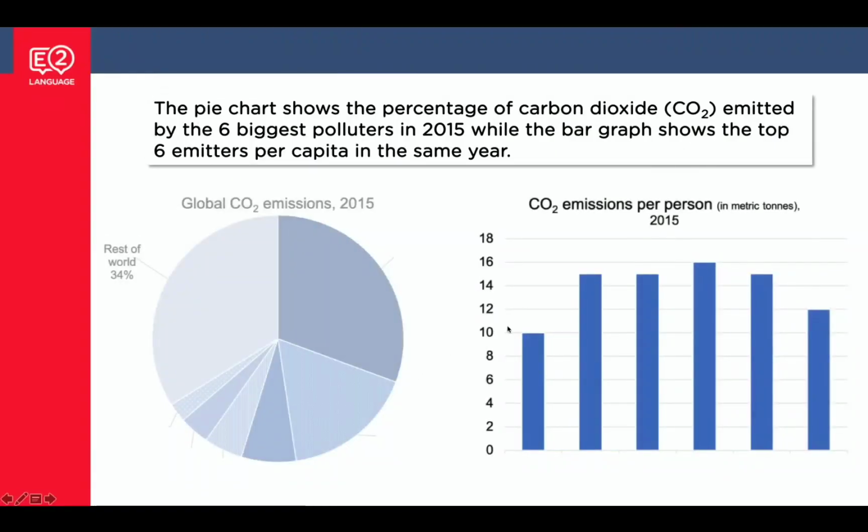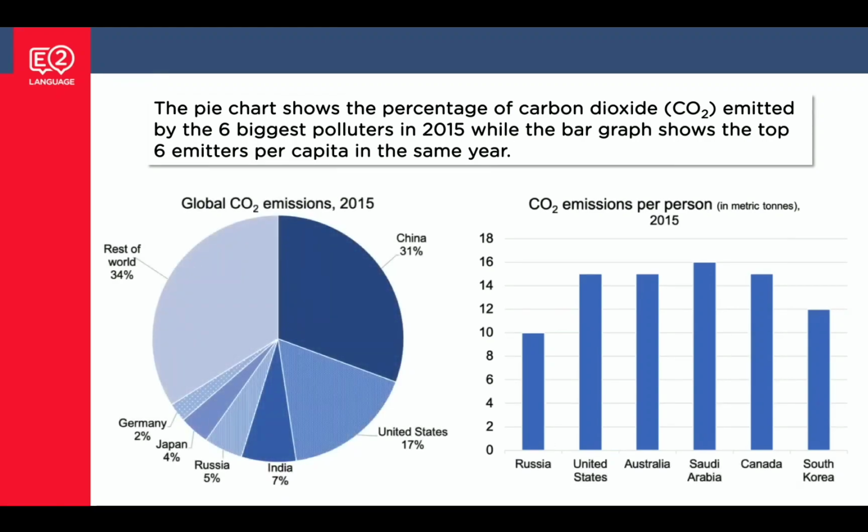Turning to the bar chart, now we're not looking at percentages here. We're looking at CO2 emissions per person in metric tonnes. That's why this goes up to 18 metric tonnes. And we're actually going to see the country's name. So this represents how much carbon dioxide the average person in that country generated in 2015. And we can see that 4 of the countries generated a very similar amount here. Do you think these countries were the same as these countries? Do you think this could be Australia or it could be your country? Well, let's have a look.